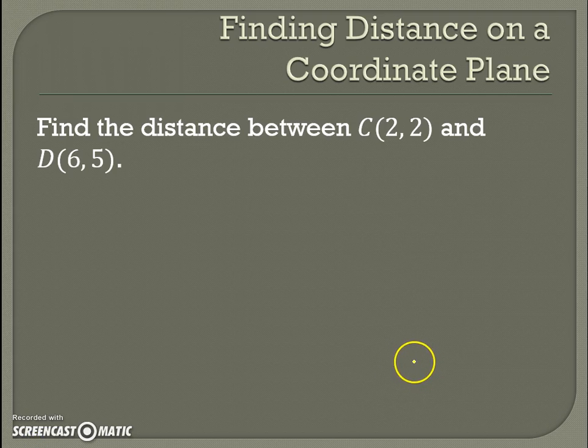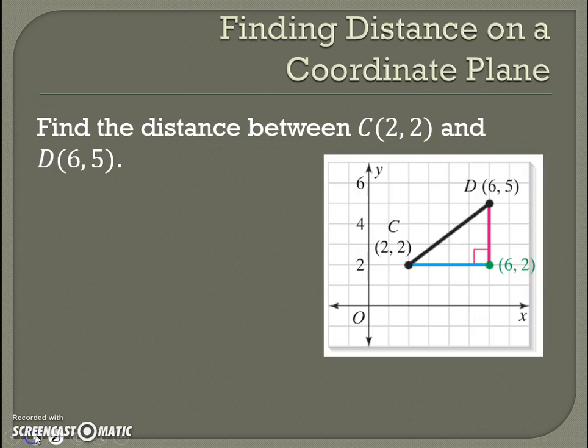All right, finding distance on a coordinate plane. So it says find the distance between point C, which is (2, 2), and point D, which is (6, 5). The easiest way to find the distance on a coordinate plane is to first draw the 2 points. So here I have (2, 2), and here I have (6, 5), and then set up a right triangle. Okay, so for this horizontal distance, I go 1, 2, 3, 4 over. And this vertical distance, I go 1, 2, 3 down. So that sets up a right triangle, and whatever this is, the hypotenuse, is my distance.